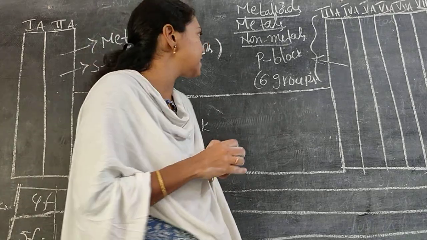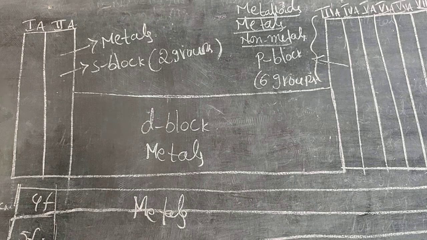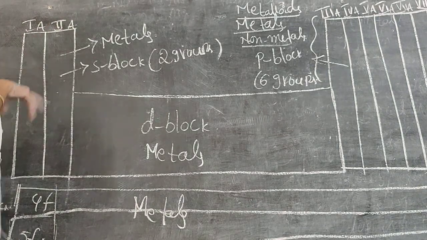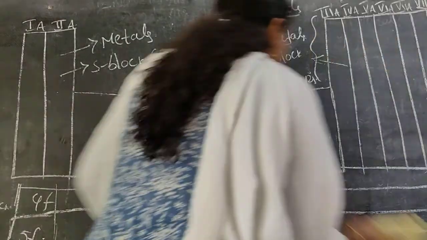Do you understand? Yes. This is the brief diagrammatic representation of the S and P blocks. I'll say the names of groups 1A, 2A up to 8A. I'll say the general names of the elements.